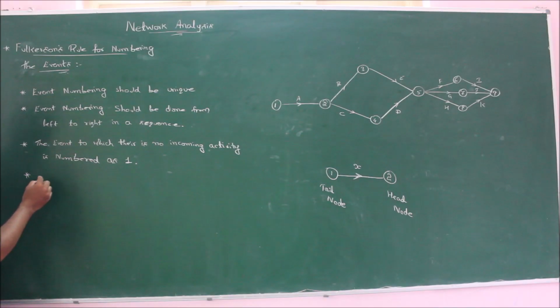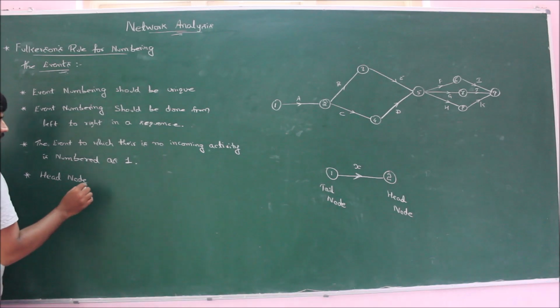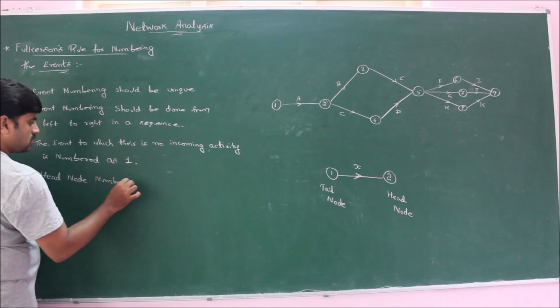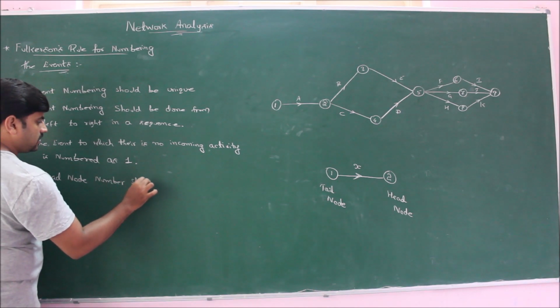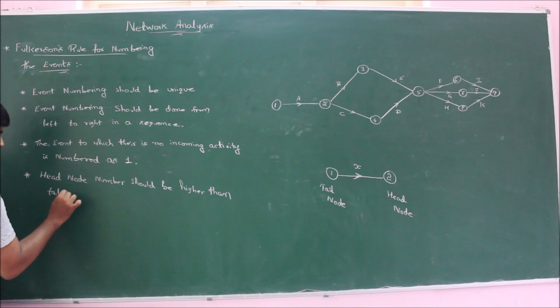Next, Fulkerson's rule states that the head node number, or head event number, should be higher than the tail event or node number.